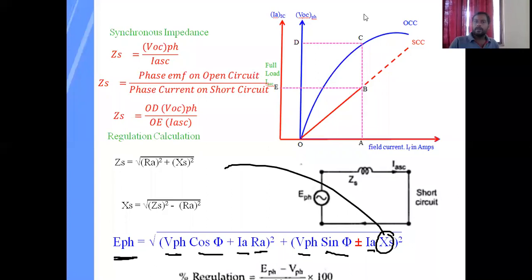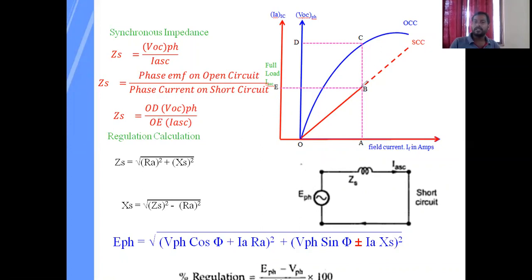So by using the OCC and SCC characteristics, this is the rated current. We know the rated current of the machine from the nameplate details. So we need to mark the rated current on the ISC axis, and we need to extend this rated current up to the SCC characteristics.